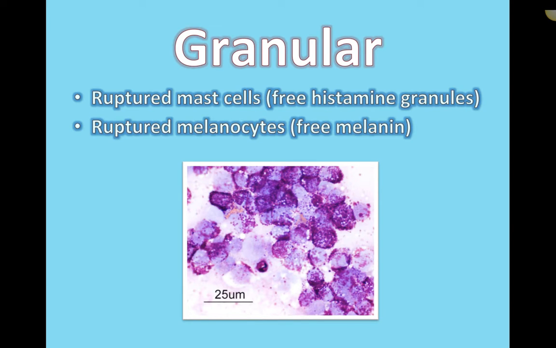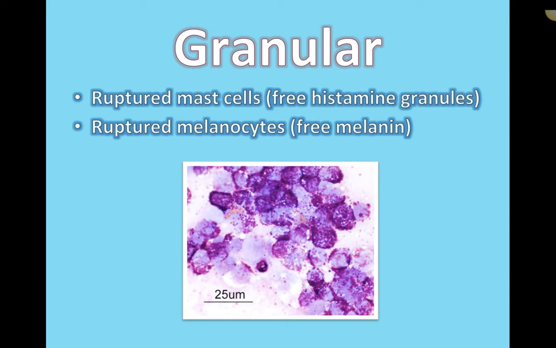Likewise, the next one would be granular. So granules or granular background, really common with ruptured mast cells and really common with ruptured melanocytes. Now, they can have a granular and proteinaceous background, not terribly uncommon. I have a number of slides that exhibit that. So with that, you'll see, again, a colored background with varying levels of transparency, and then granules throughout.